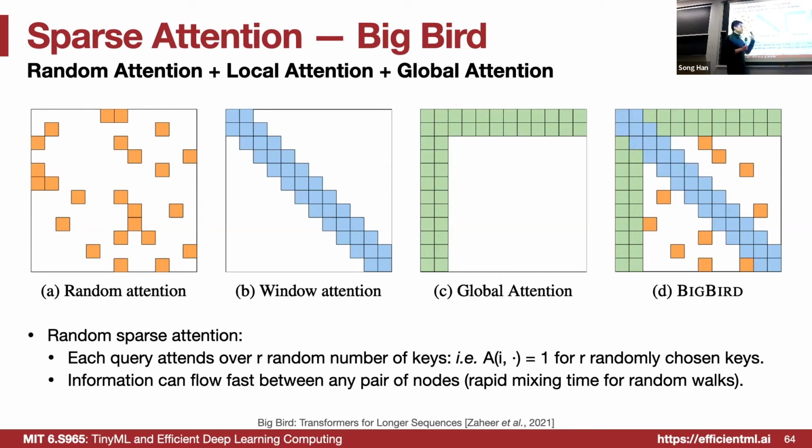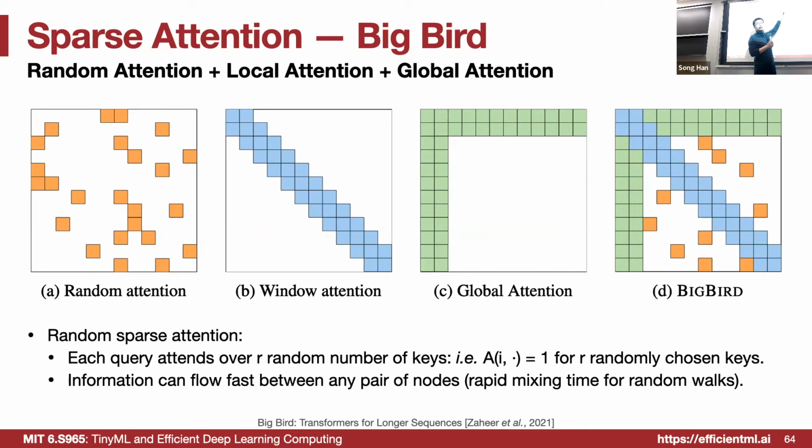So this paper is proposing combining 3 parts. One is the random attention, pretty random, and then this window attention only on the adjacent, closer tokens, and this global attention.